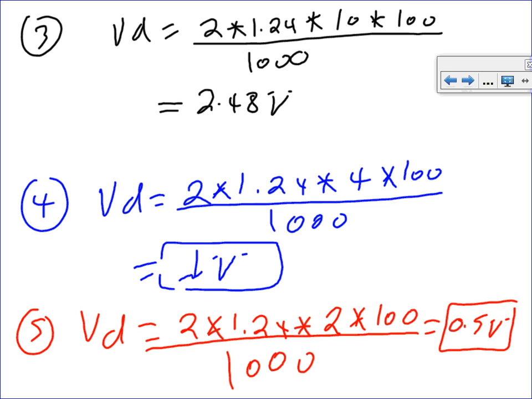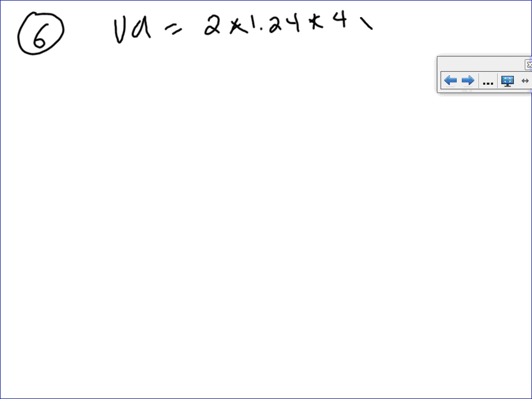Two more points. Shall we do it? Okay. Number 6. Voltage drop equals 2 times 1.24 times, what's the amps? 4 times 100 divided by 1,000 equals... We did this, didn't we? What is it? 1 volt.